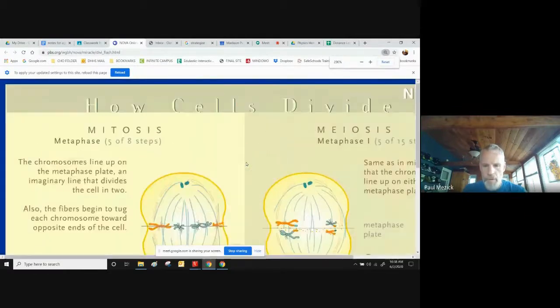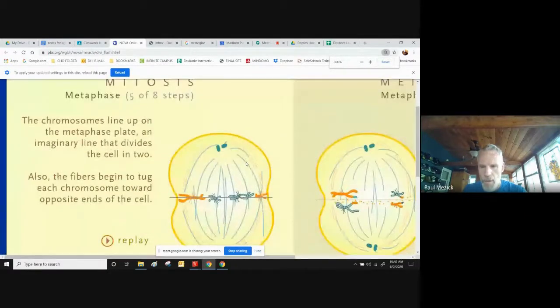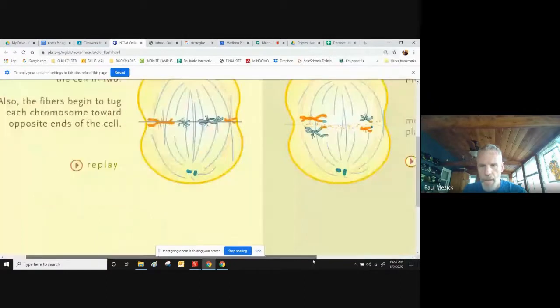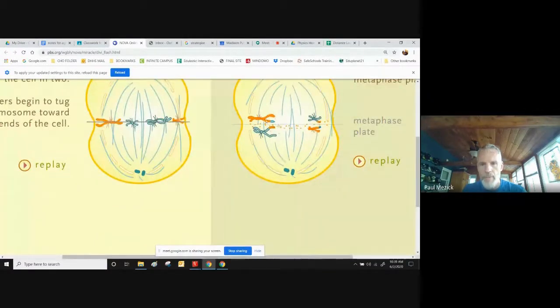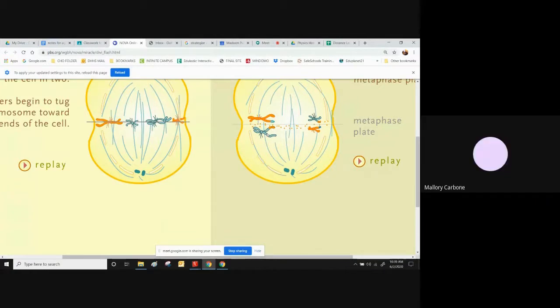If you look really carefully, you'll see that part of this blue chromosome is attached to the orange, and part of the orange is attached to the blue. Do you see that? Yeah, so that's like what you were saying, right?